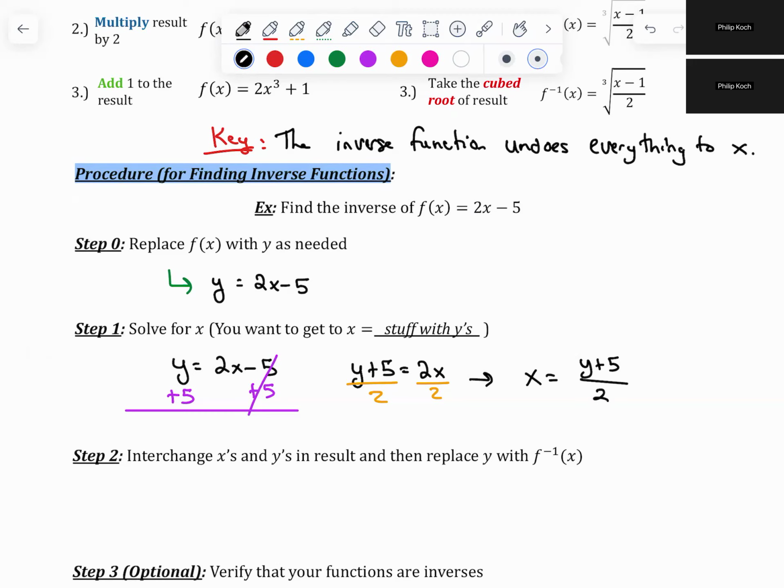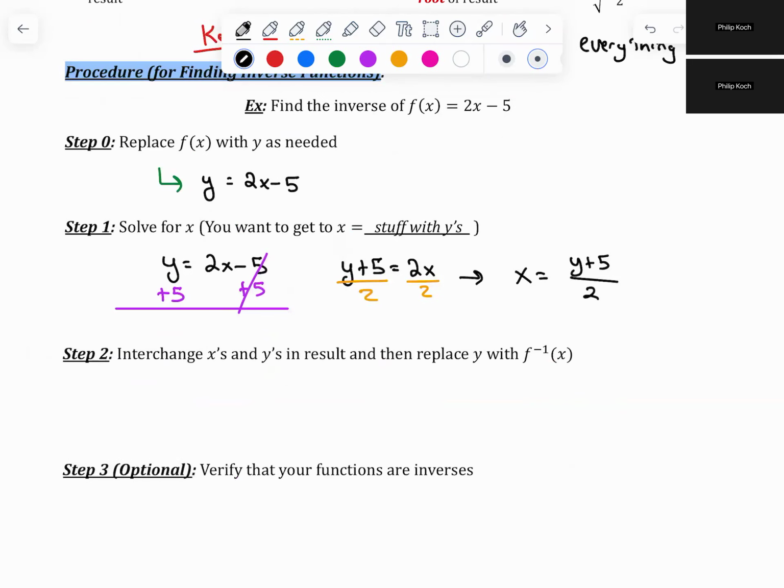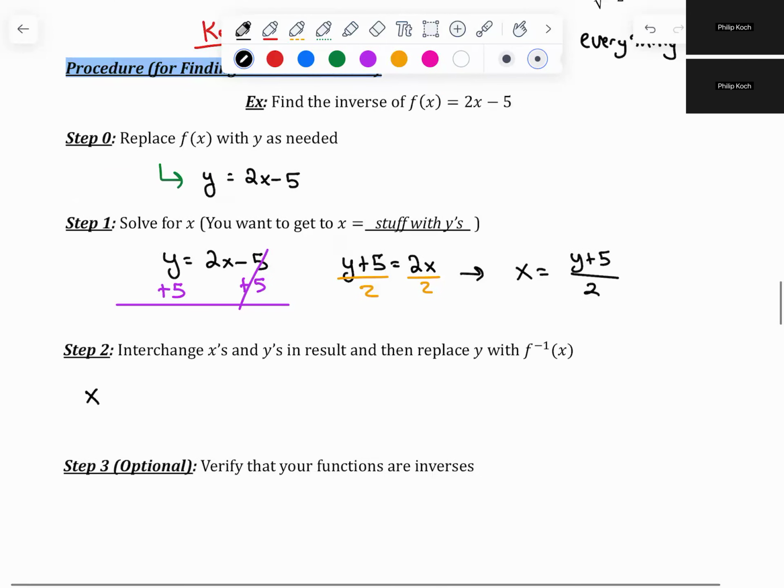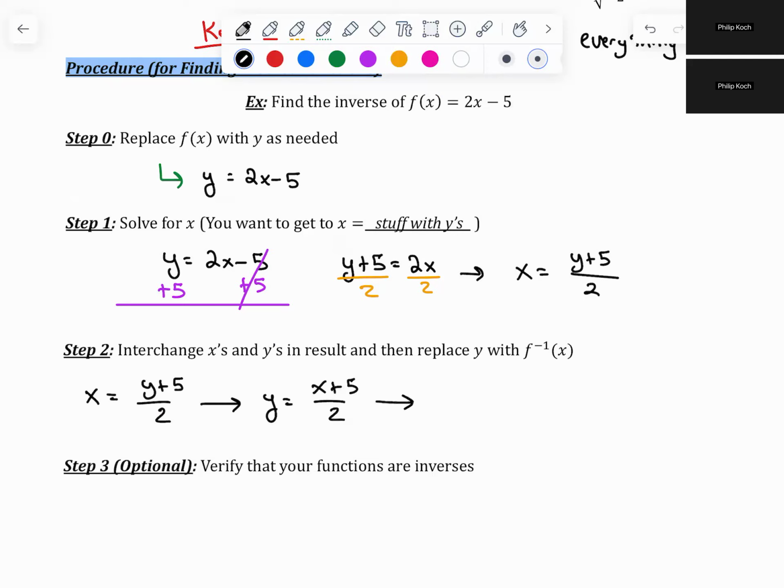The last step, which you can do immediately if you want to, you don't have to do it in 2 pieces. That's why I've listed them on the same step. Is that you interchange x's and y's, and then you replace y with f inverse of x. So x equals (y plus 5) over 2. You're going to rewrite that now as y equals (x plus 5) over 2. And then finally rewrite the y as f inverse of x.